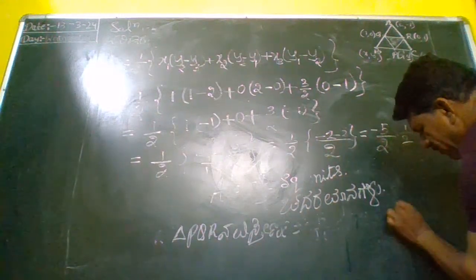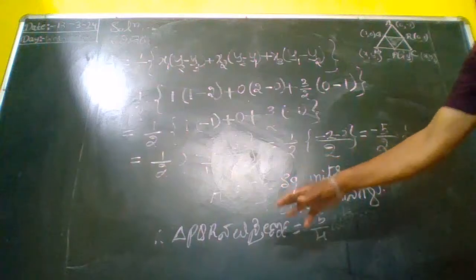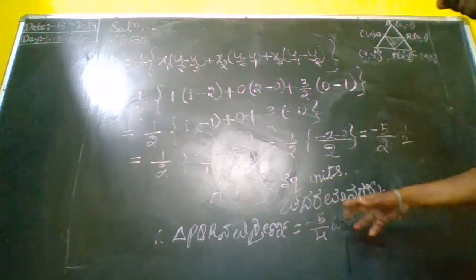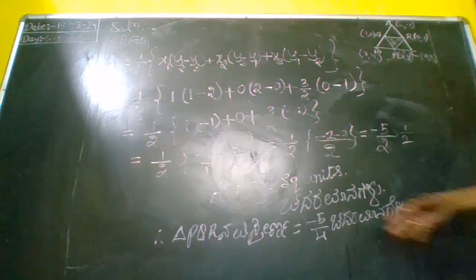And for English medium students, you can write, therefore the area of the triangle PQR is equal to -5/4 square units. Or otherwise, if you want its simplification in decimals, you can write.